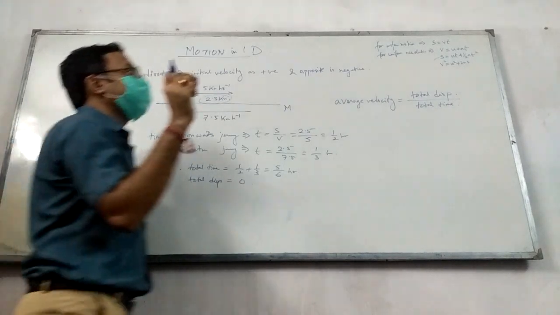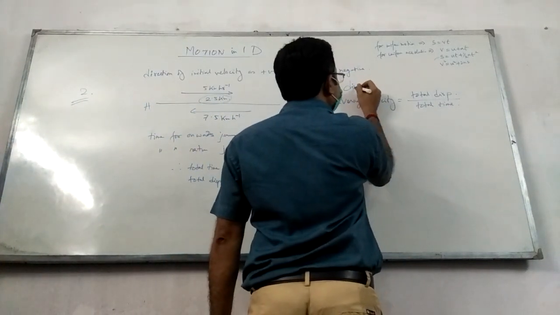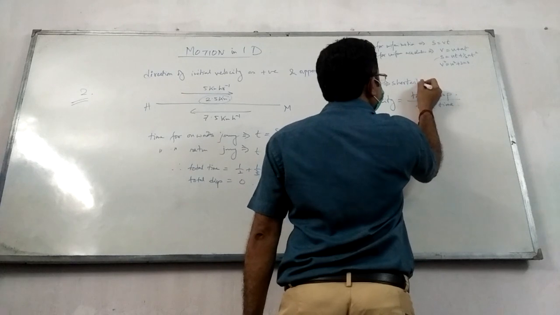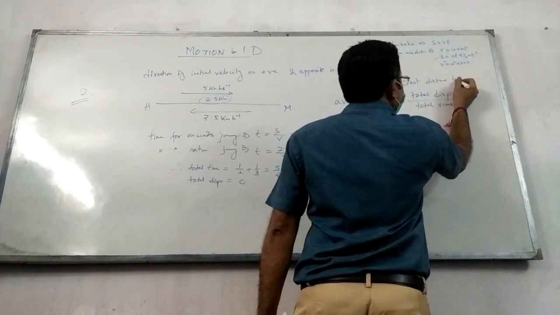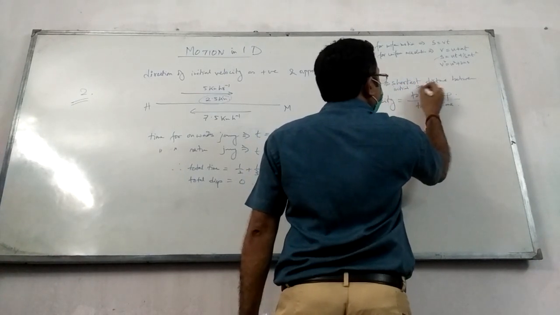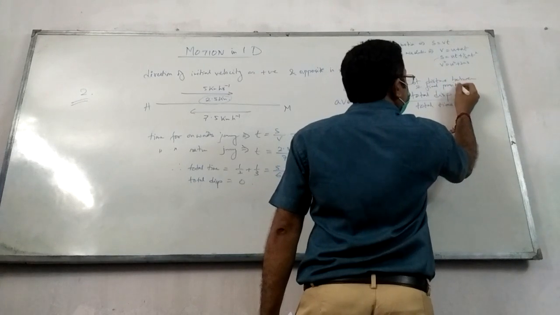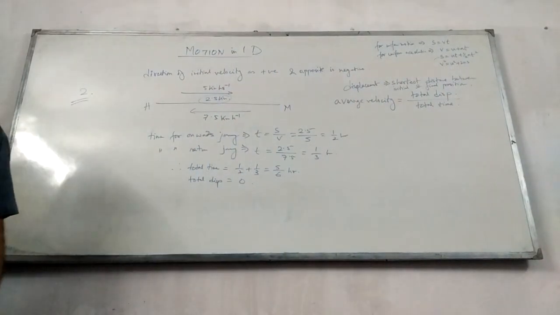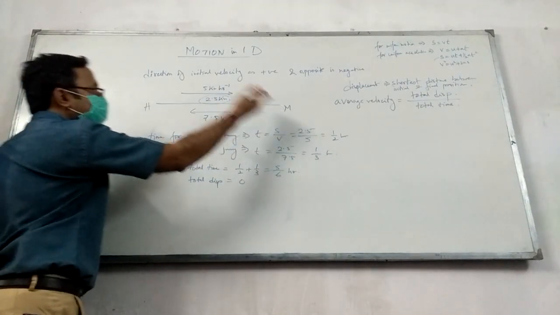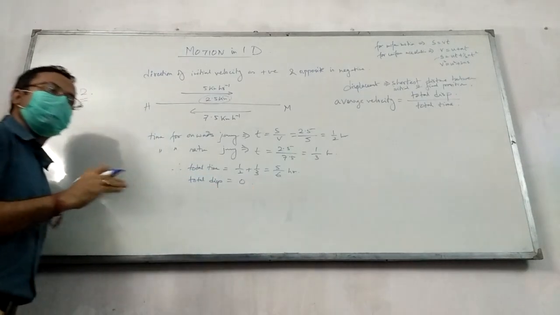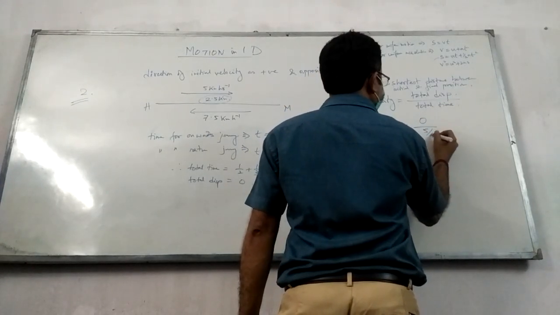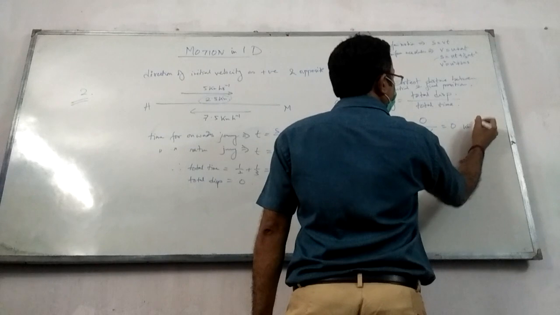And what is displacement? Displacement is the shortest distance between initial and final position. So if he goes from home to market and comes back from market to home, then total displacement is 0. So how much is the average velocity? 0. Average velocity is 0 by anything, 0 kilometer per hour.